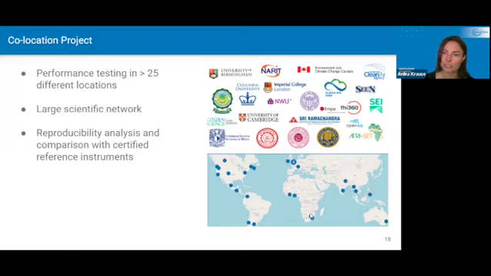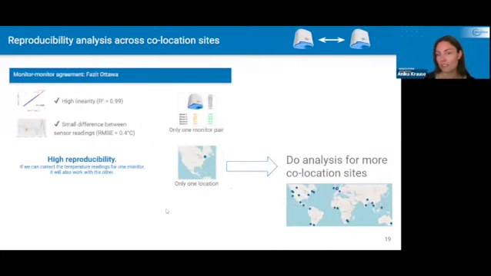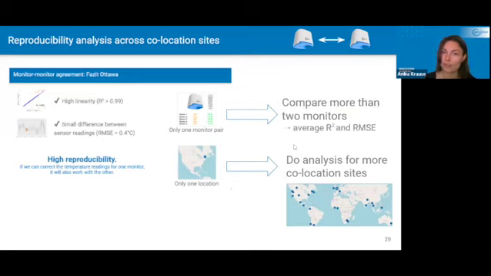And in each of these locations, we usually also have 2 or more AirGradient monitors. So we can again look at the reproducibility between the two. So now let's look at more locations, more co-location sites, to see if the reproducibility is everywhere the same. And also look at more than just 2 co-located sensors. So in some of these, we have up to 6 sensors, I think, co-located or even more.